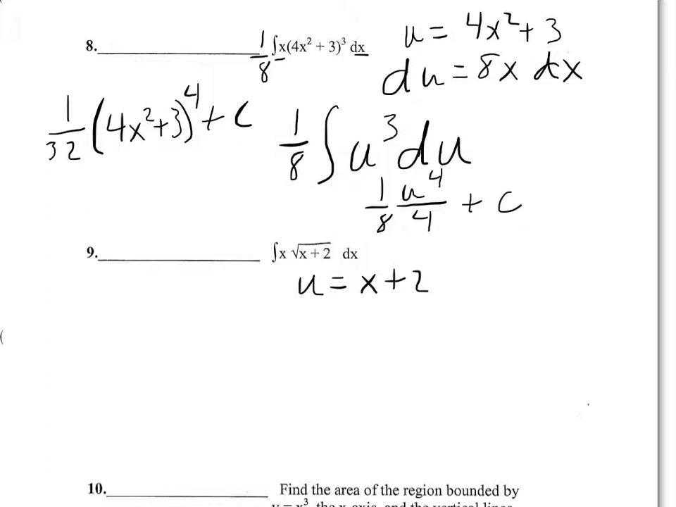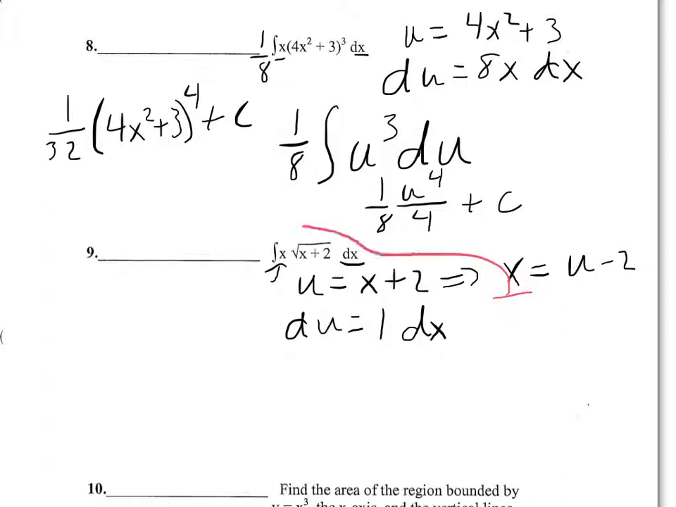Okay, number 9, the one that is not a real great problem, because if you let u be x plus 2, du is just 1 dx. Okay, well, we have the dx, but we've got that x there, which is not good for us. So that means we need to substitute for x as well as that. Well, x equals then u minus 2. Okay, so now we should have everything accounted for.